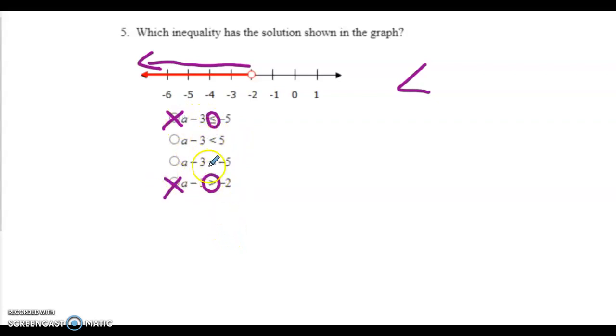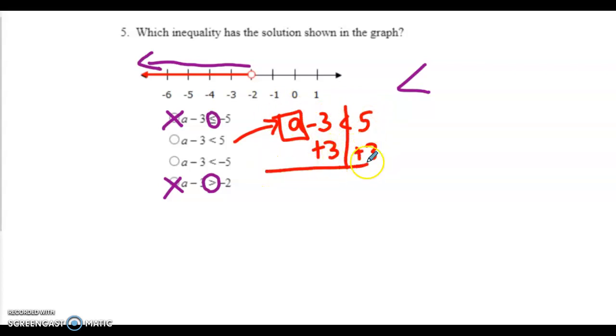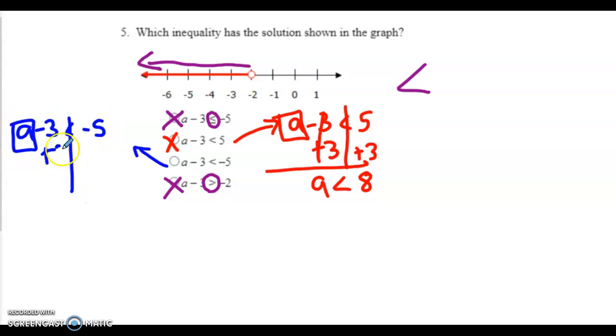Okay, so I'm down to these 2 options. So I'm just going to solve each of these and see which one gives me negative 2. So I'm going to come over here and I'm going to do a minus 3 is less than 5. And I'm going to box off my letter, add 3 to both sides. And when I solve this, I get a is less than 8. I don't have a circle on 8. That can't be it. And then I'm just going to show you what the correct one looks like over here. If I have a minus 3 is less than negative 5 and I solve that, I'm going to add 3 to both sides. And I get a is less than negative 2. And that's exactly where our circle is. So that is our answer.